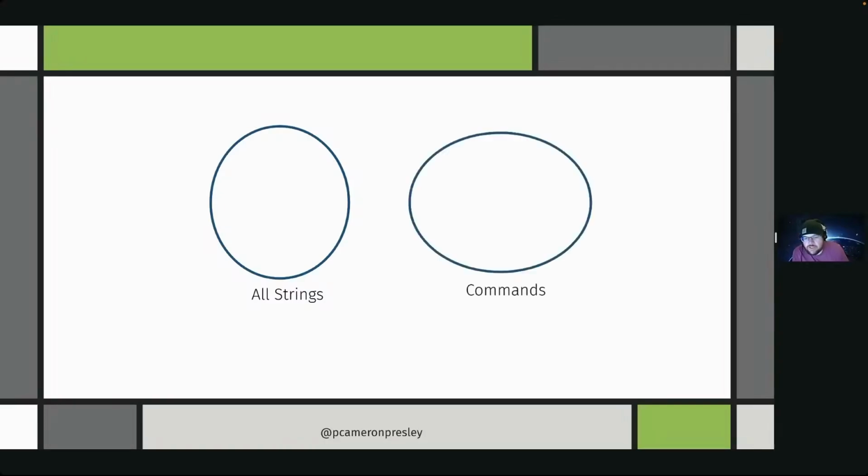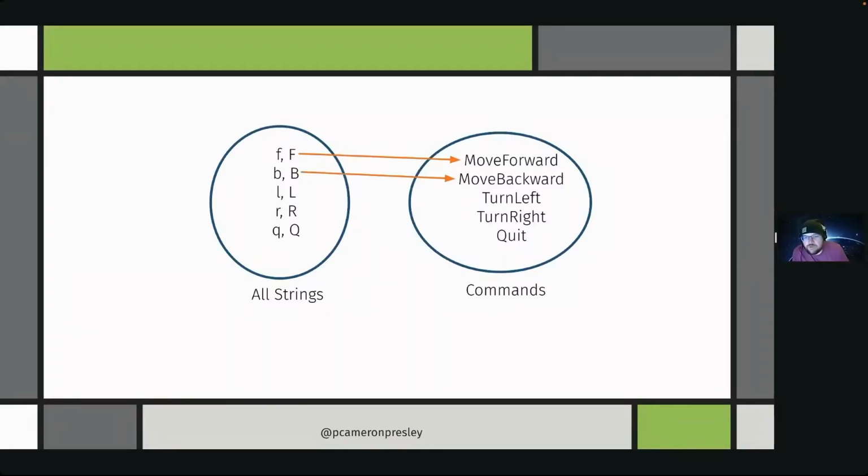So I've got a set of all strings, and I've got a set of all of our commands. So here's some strings, here's our commands, and these will map straightforward, right? F's go to move forward, B's go to move backwards, L's go to turn lefts, R's go to turn rights, and so on and so forth. But remember what our first set is.